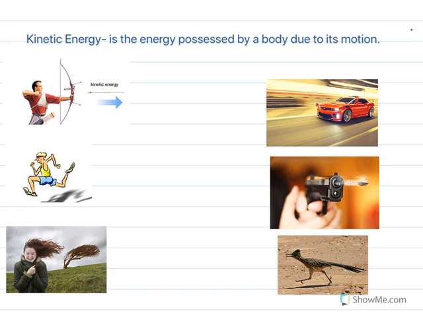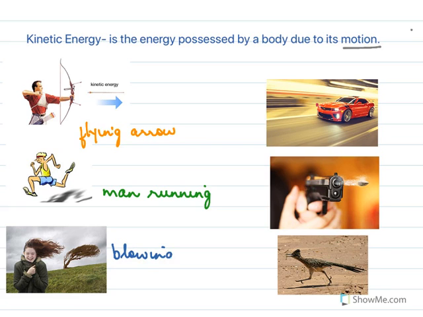It's energy possessed by a body due to its motion. An example of kinetic energy is a flying arrow. So you can see here this flying arrow. It possesses kinetic energy because of its motion. Then a man running will also possess kinetic energy because of his motion. Blowing wind is an example of kinetic energy. When the air moves, when the wind blows, it possesses a lot of kinetic energy.